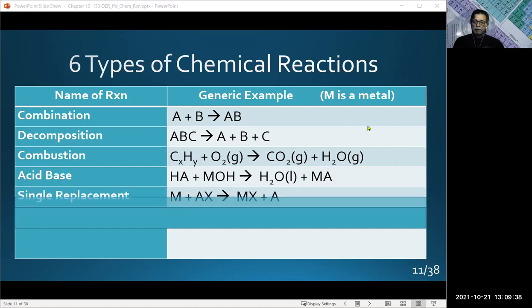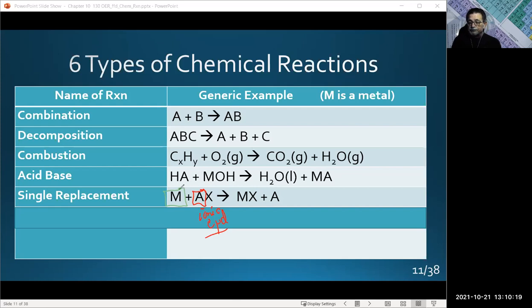All right. We have what's called a single replacement reaction. Now, what happens here, you take a metal of some sort, the element, the metal, and then you take a second metal that happens to be in ionic form. You can see this is an ionic compound here. A represents the second metal, M represents the first metal. Depending on the reactivity of these two metals, you may or may not get a reaction.